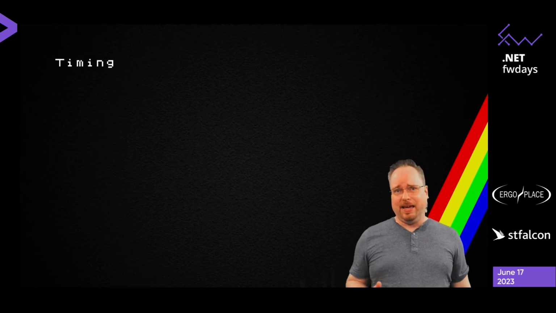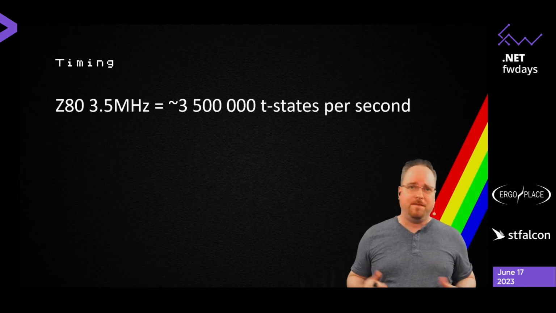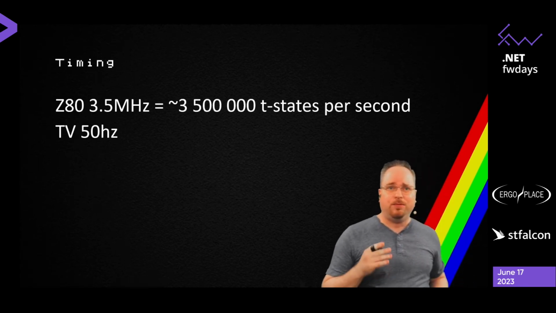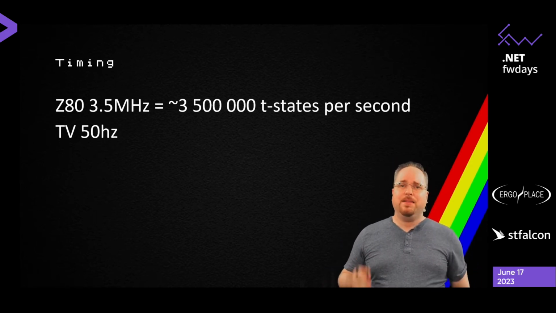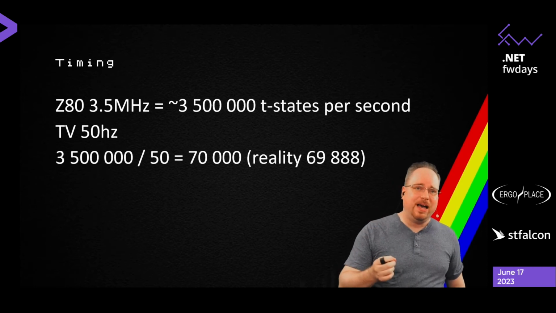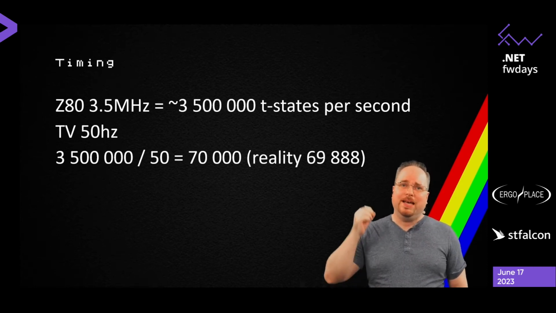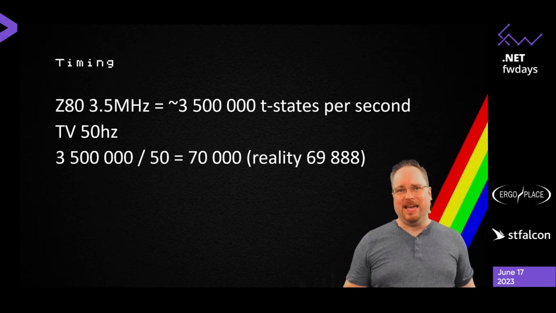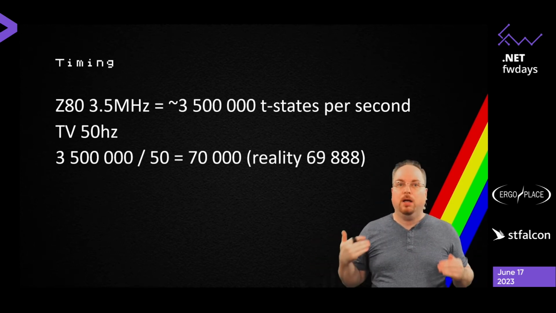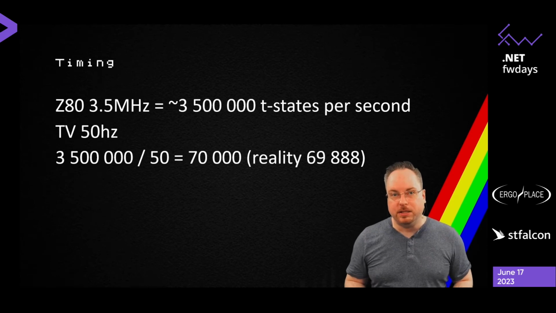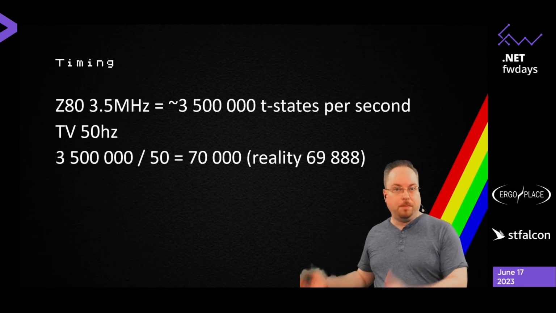Let's talk about timing. The Z80 is running at 3.5 megahertz. It has 50 frames per second. That means that there are 69,888 T-states per frame update. That means that we have 20 milliseconds per frame update.